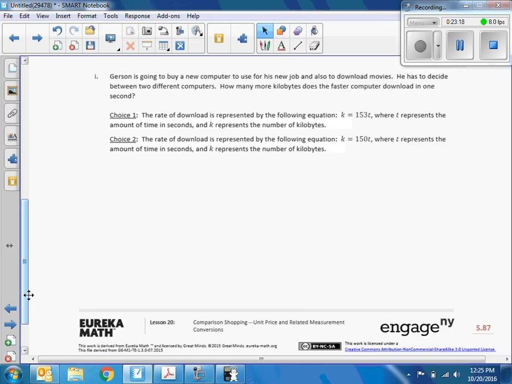Garrison is going to buy a new computer to use for his new job, and also to download movies to watch at his job, probably. He has to decide between two different computers. How many more kilobytes does the faster computer download in 1 second? Choice 1, the rate of download is represented by the following equation. Okay, everybody, what is k? K equals 153t. Okay, and K represents the number of kilobytes.